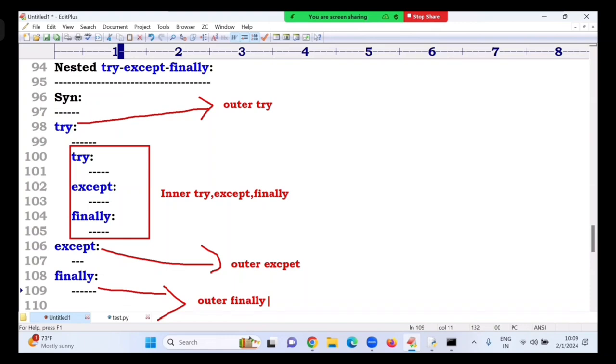Inside try, one more try except finally I have taken. Those are inner try, inner except, inner finally. And outer try, outer except, outer finally blocks.